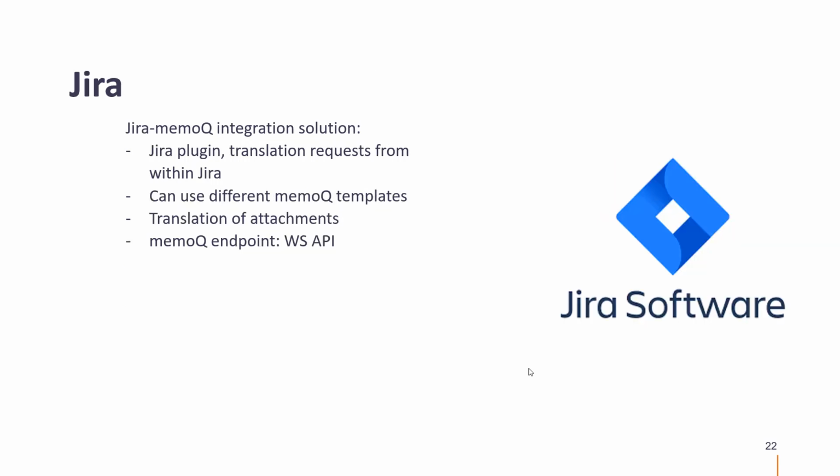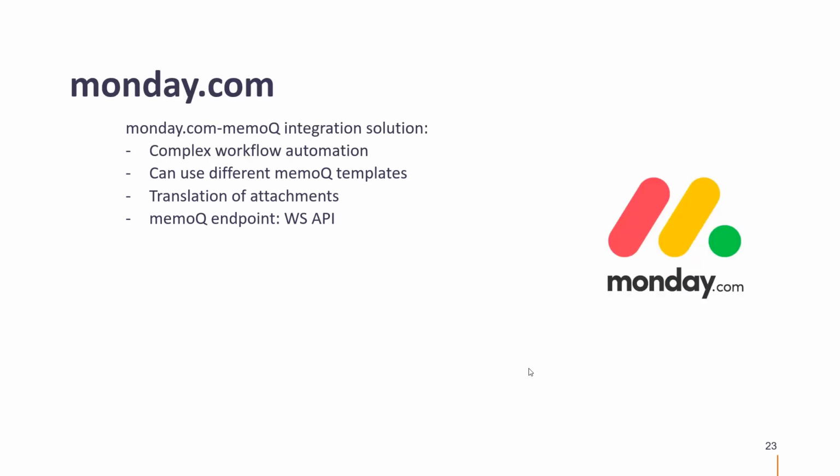The other system that I would like to talk about is Jira. The memoQ Jira integration solution also works with a Jira plugin, so users don't have to leave the Jira environment. Even with this integration, users can select different memoQ templates or can even work with an automation if that's what is needed. The translation works with the attachments and the round trip is also covered with the memoQ templates and the WS API.